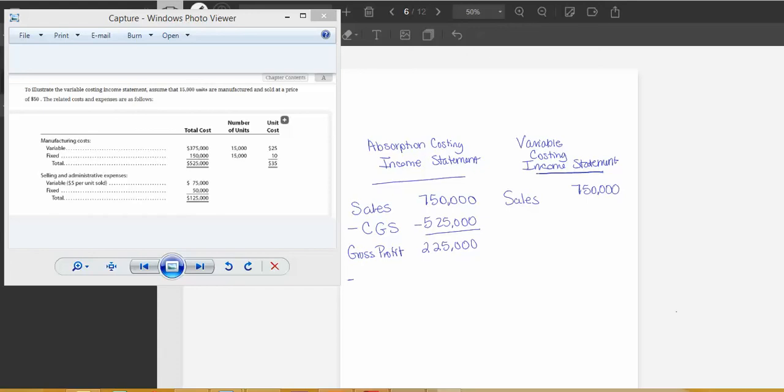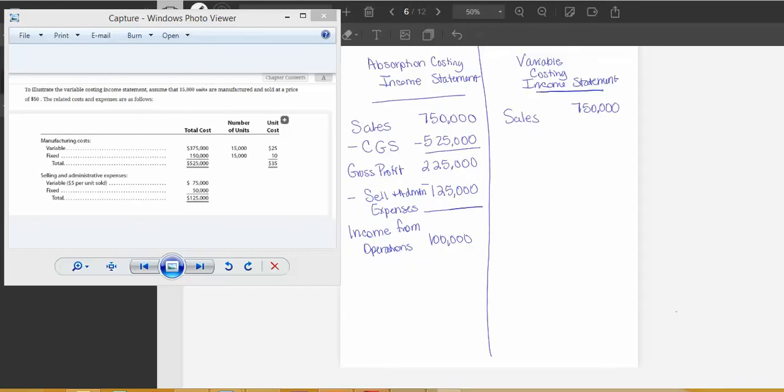Then you'll take away any period cost, which are your selling and administrative expenses, $125,000. You'll subtract that out to get income from operations of $100,000.